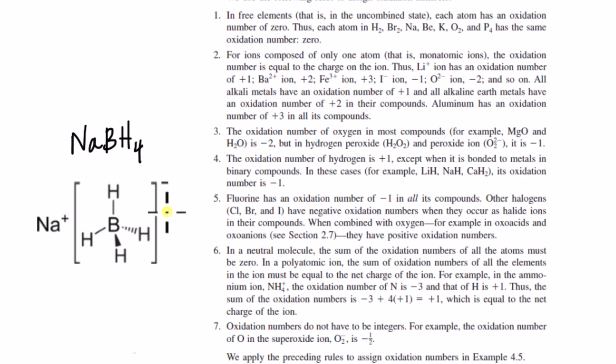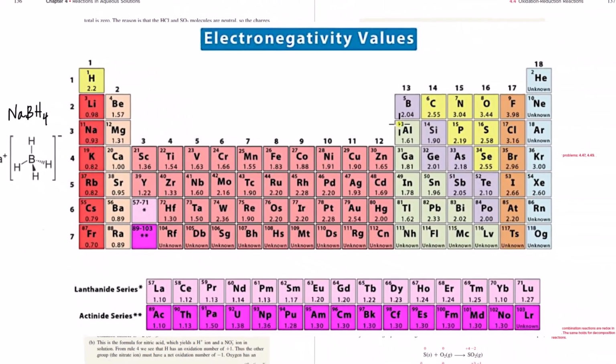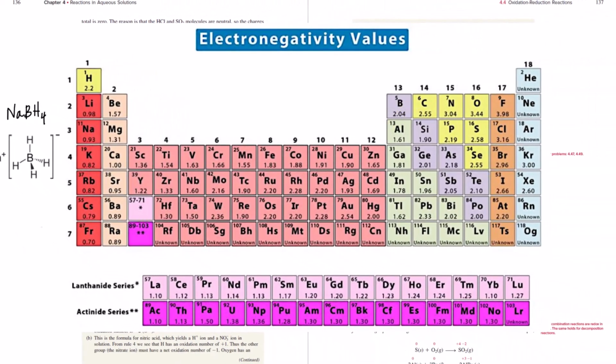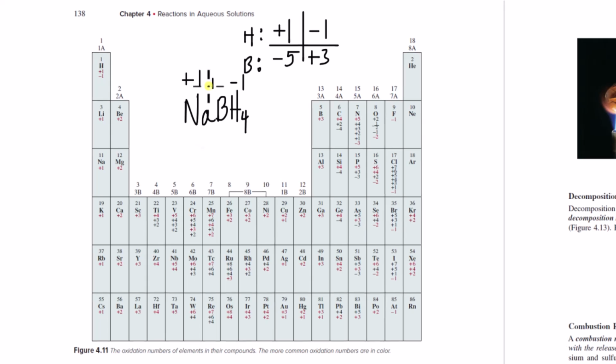But okay, we want to look at the structure because we want to see what the hydrogens are directly bonded to. In this case, they're bonded to boron. And so now all we need to do is compare the electronegativities of the hydrogens to whatever element they're bonded to, and in this case, boron. So we can see here that hydrogen has a higher electronegativity than boron. Therefore, we can state that the oxidation state on the hydrogen is going to be negative, -1, which means that the boron oxidation state is going to be +3.